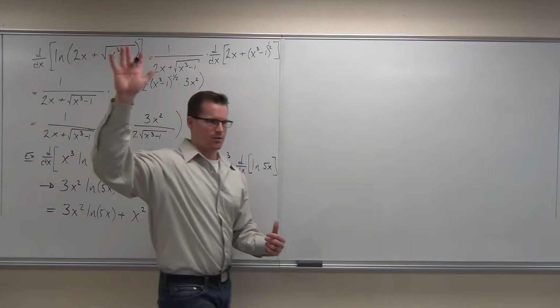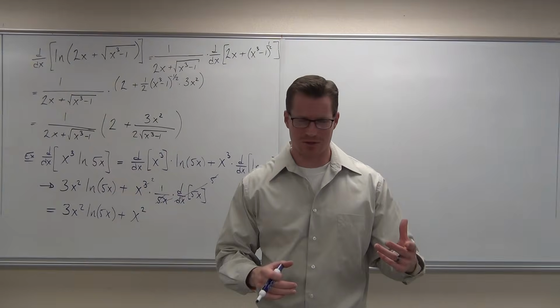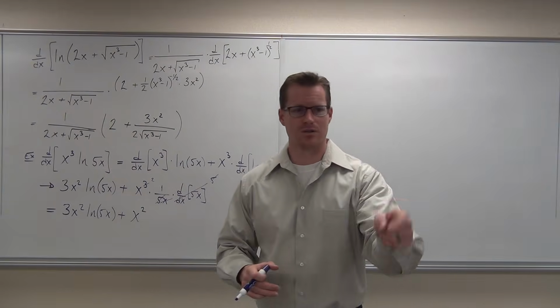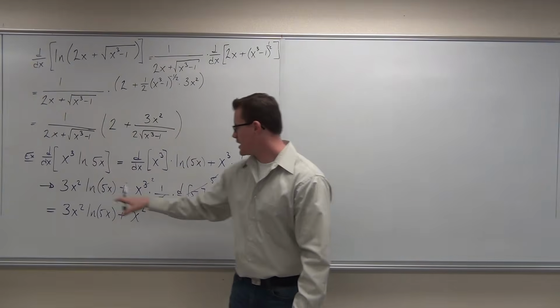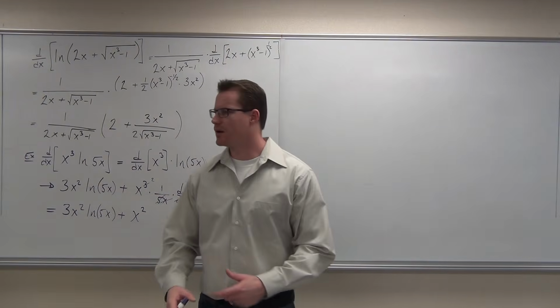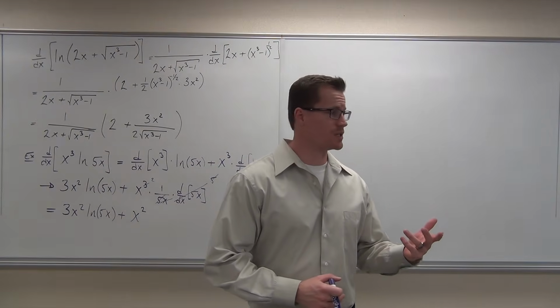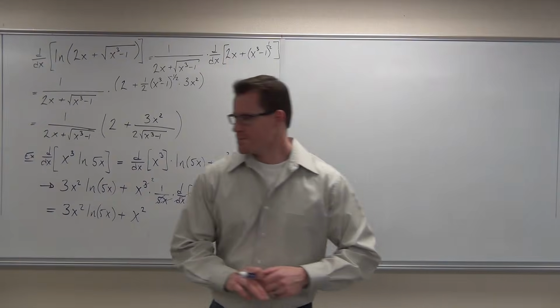Show of hands if you're okay with that one. What's one more thing you could do if you felt like doing some extra math here? What could you do? Take out the x squared. Good, you could factor it, that's right. You could factor this out and get 3 ln 5x plus 1 times x squared on the outside. Do I care? Not really. If you get a different answer in the back of the book, maybe that's what they do, so just be aware of that. Can we move on?